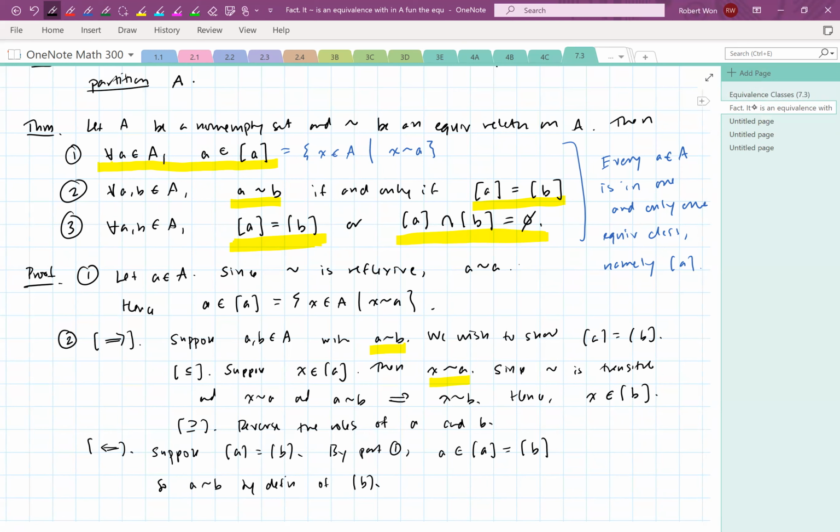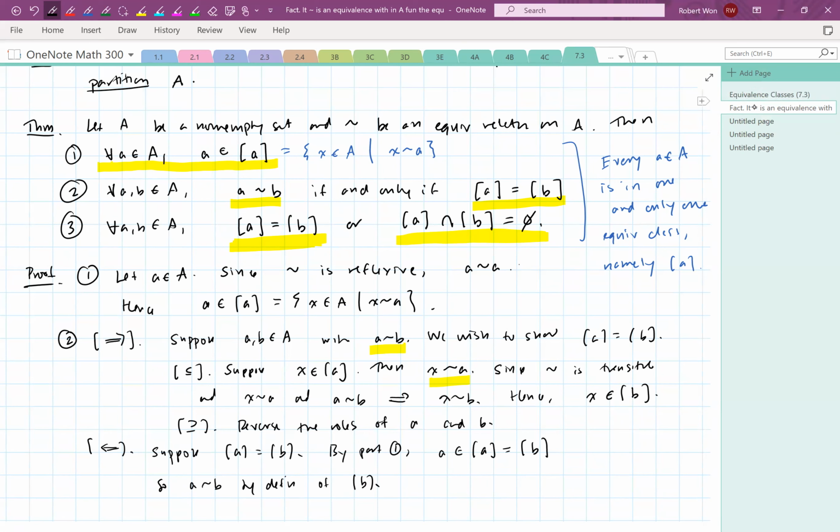Well, I know that C is equivalent to A and C is equivalent to B. Now I know by symmetry, A is equivalent to C. So by transitivity, A is equivalent to B. So by part 2, the equivalence class of A is equal to the equivalence class of B, which is what I wanted to show. I wanted to show that if the intersection was not empty, then actually the two equivalence classes were equal. Okay?